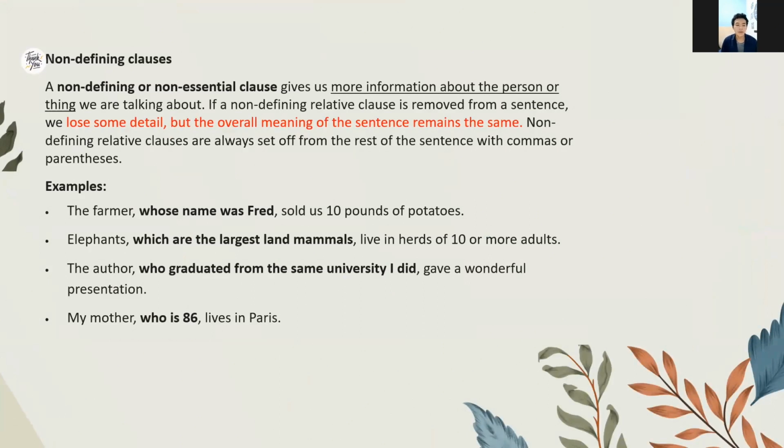And now, the non-defining clause. A non-defining or non-essential clause gives us more information about the person or thing we are talking about. If a non-defining relative clause is removed from a sentence, we lose some detail, but the overall meaning of the sentence remains the same. Non-defining relative clauses are always set off from the rest of the sentence with commas or parentheses.